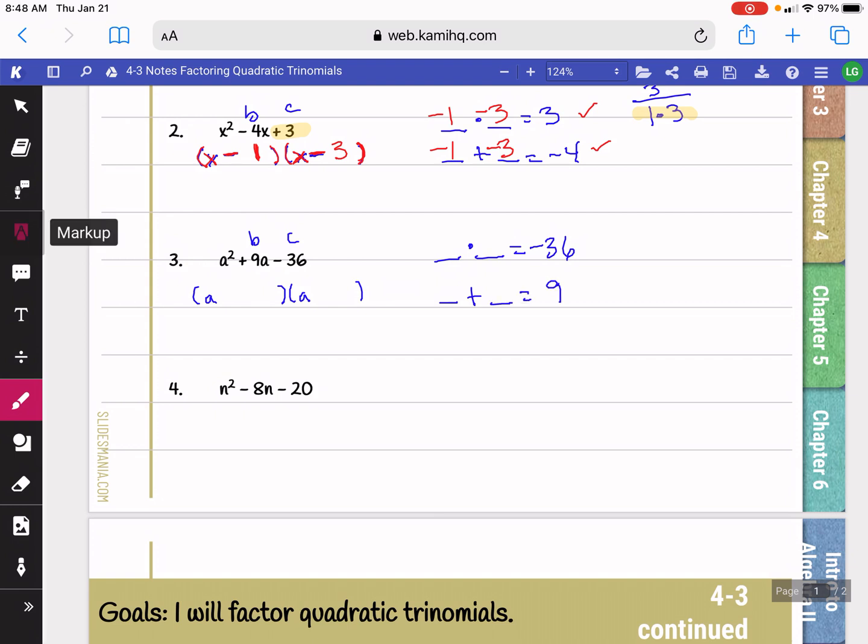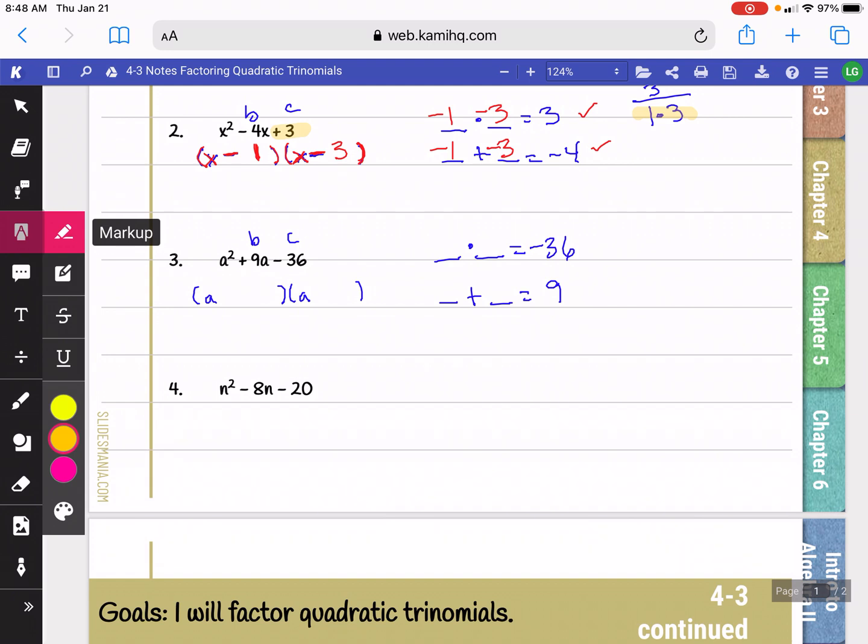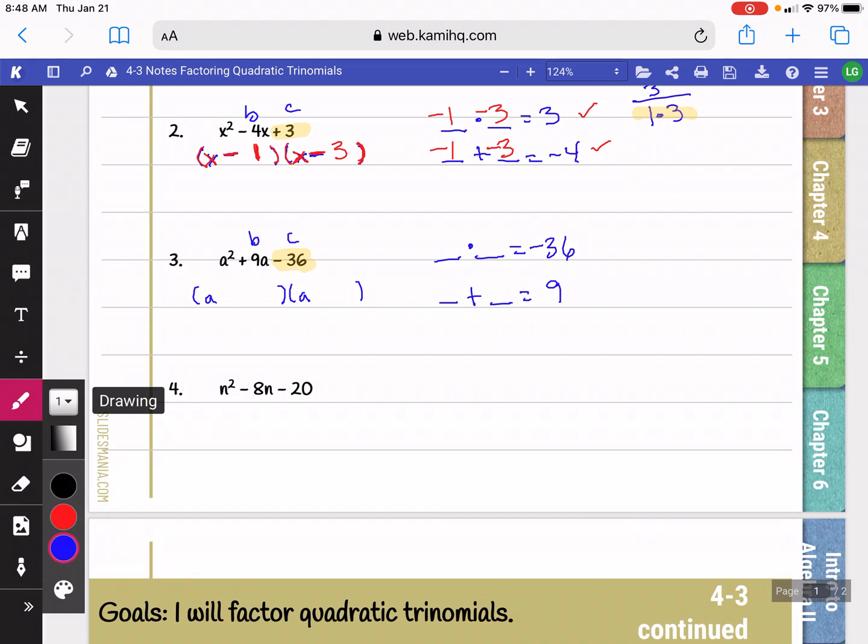Now, remember, your C sign tells you the signs of your factors. So if your C actually has a negative sign, then your factors are going to have different signs. So one will be positive, one will be negative. So I'm going to set that up here so that I know when I do my numbers later, I'm going to decide which one's positive, which one's negative. So that C is very important, again, because it tells us our signs.